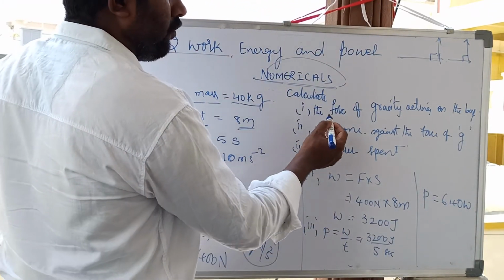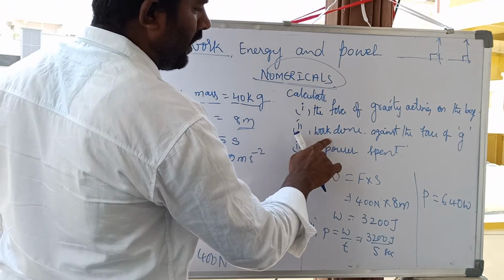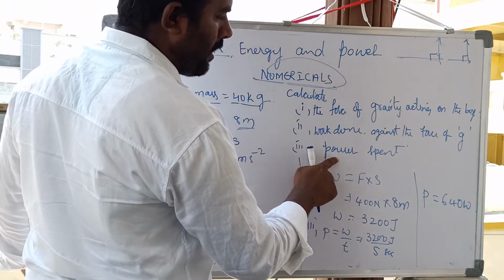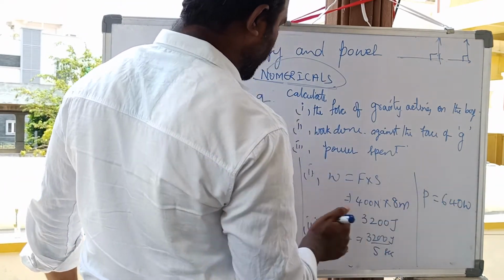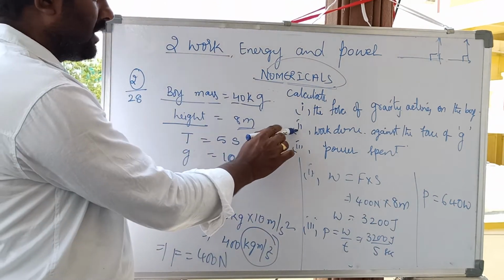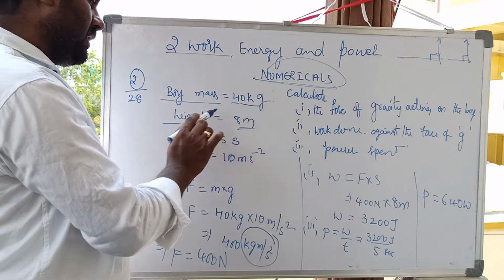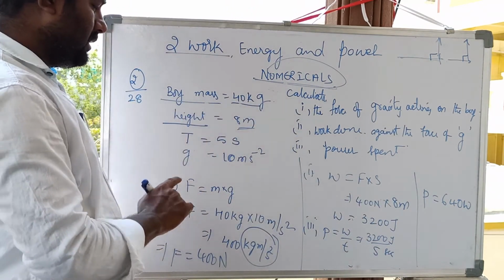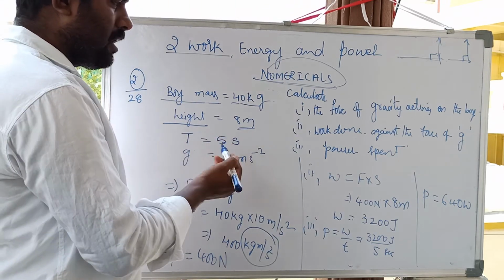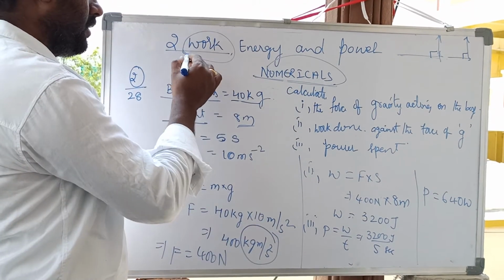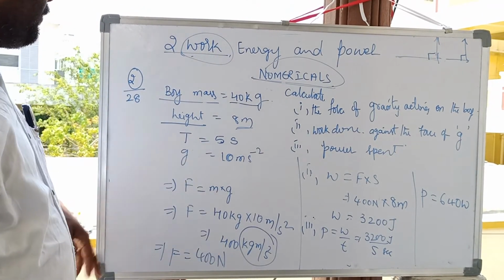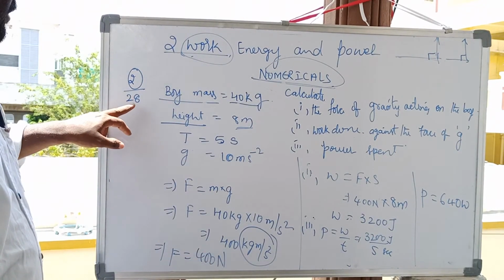So we got the force of gravity, the work done, and the power spent by the boy, 640 watts. There are 3 parts for this problem: a boy of mass 40 kg climbing a height of 8 meters in 5 seconds. Like this we can do the problems on work. Okay, so that is the work formula using question number 2, page number 28.